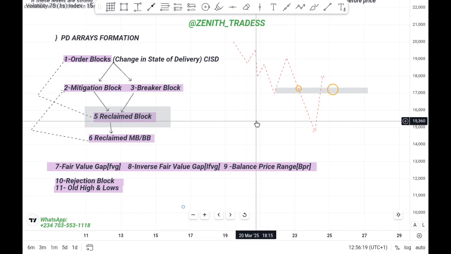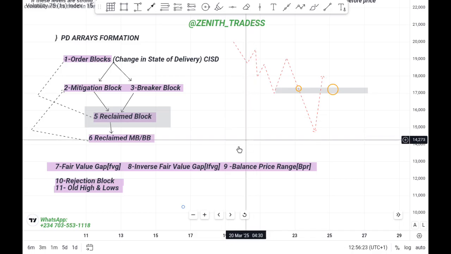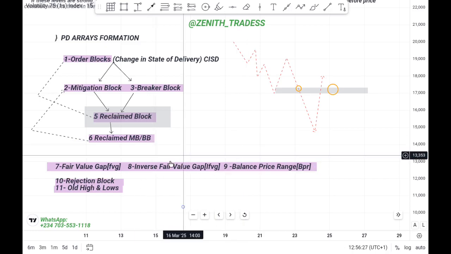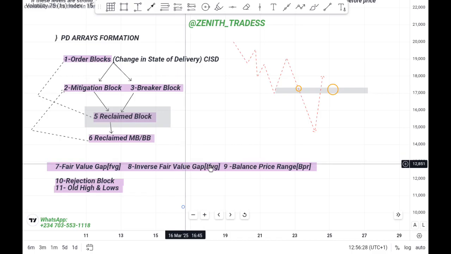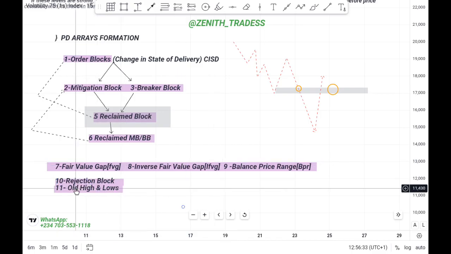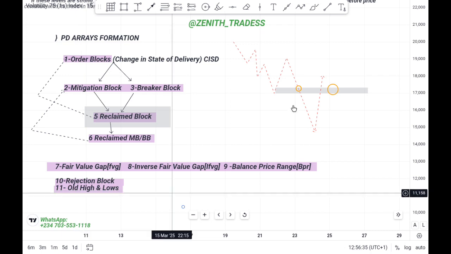Because our price action is efficient. There is no bank holiday, nothing is affecting it. So we will only be looking at fair value gap. We're not going to look at a vacuum block. And the proportion block is just two other blocks on top of each other, and it's very, very rare in the market. So we have rejection block, and we also have old highs and lows. We will explain it in detail.